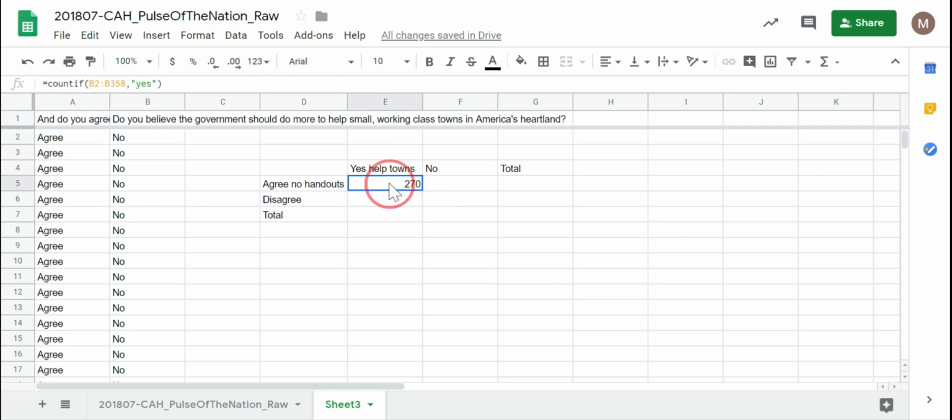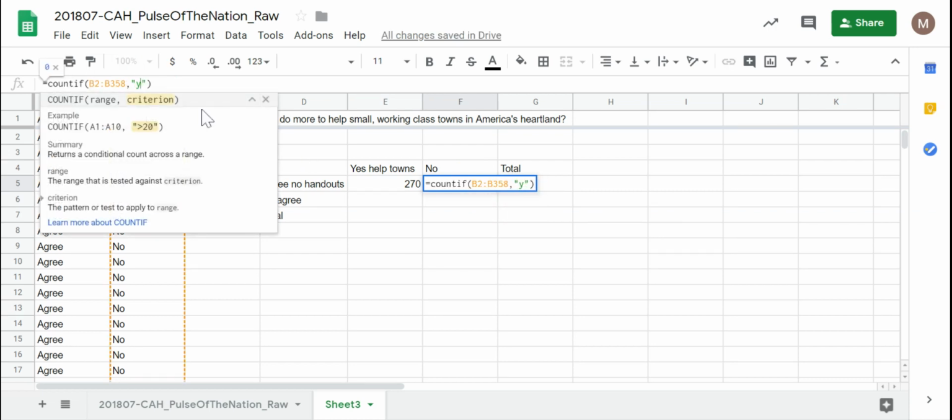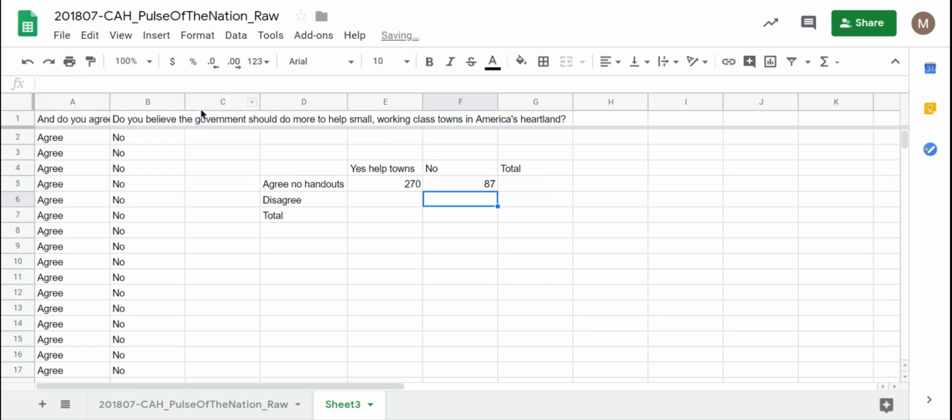How about the disagrees? So it's the same group. Let's look at the no's. The same group of agrees, but now instead of counting the yeses, we're counting the no's. I'm just going to copy and paste my formula for the yeses over here, but I'm going to change it so instead of counting yeses, it's now counting no's. 87 people are consistent. They agree we should have no handouts, and they agree we should not be doing more to help small working class towns.